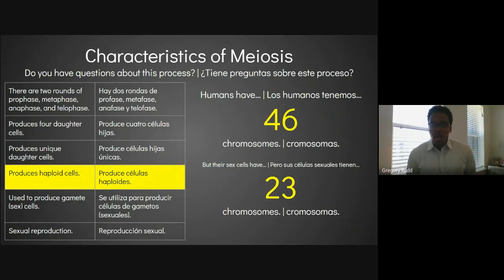So our body cells, our somatic cells, have 46 chromosomes, but our sex cells have 23 chromosomes. And this ensures that when 2 sex cells meet to begin the process of creating a human being, a baby, they add up to the total 46 chromosomes, if everything goes well.